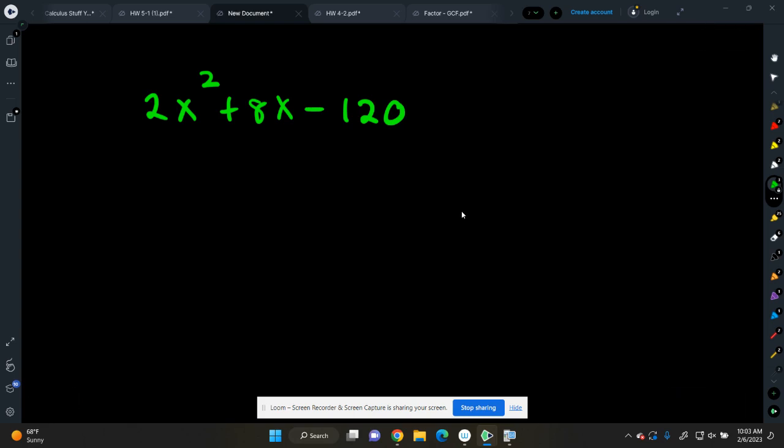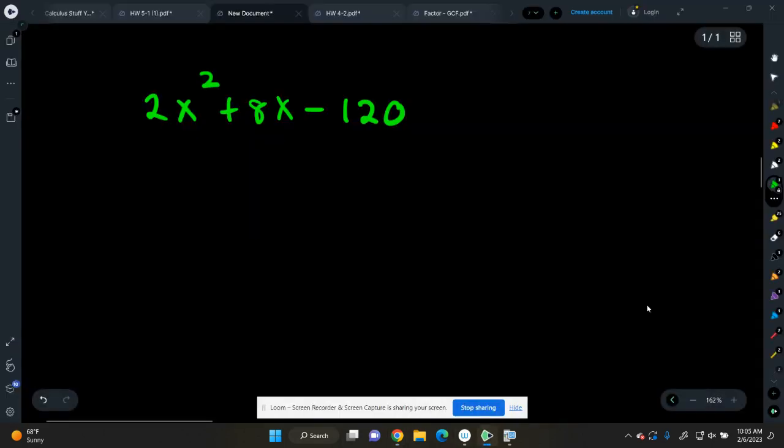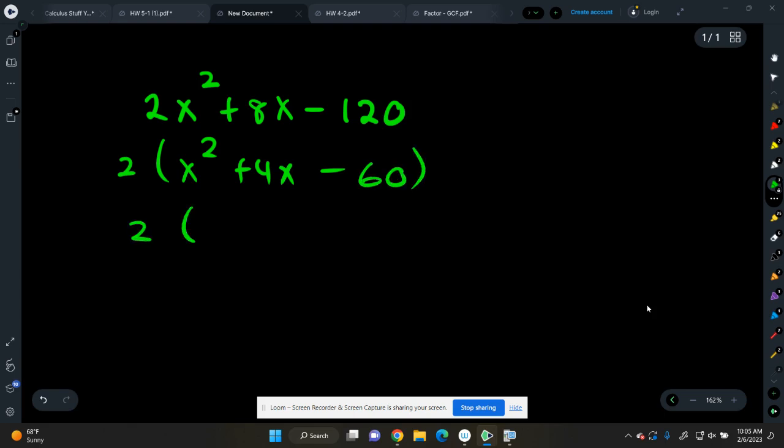Okay, let's try another one. Let's do 2x squared plus 8x minus 120, and have you do this yourself. That's pretty easy. We take a 2 out first. Leaves us with x squared plus 4x minus 60. So we know that's going to be x plus 10, x minus 6. Okay, let me give you one that you didn't have before.